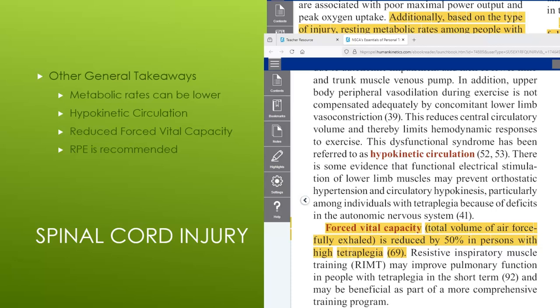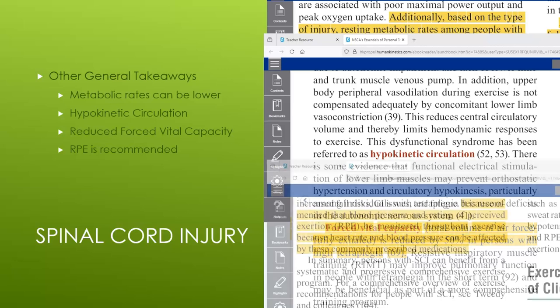The idea is that you have upper body vasodilation. So as you're working, maybe you're doing upper body ergometer and moving your arms, the vasculature will vasodilate in the upper body, whereas the lower body will have vasoconstriction because you have a shunting of blood to the muscles that are being used. This reduces the central circulatory volume. The shunting of blood between the different sides of the body is the dysfunctional system, or syndrome, referred to as hypokinetic circulation, so low kinetic circulation. The low kinetic is in reference to the lower body not actually moving, where the upper body might be doing the upper body ergometer, the lower body is just kind of there.